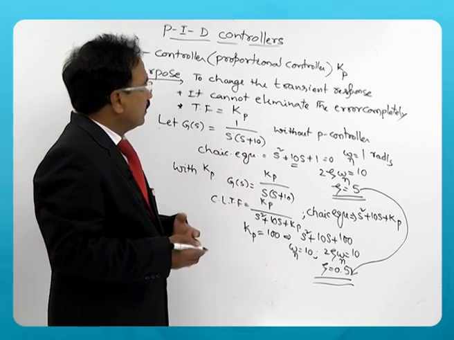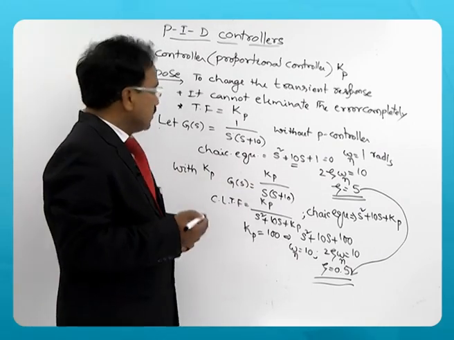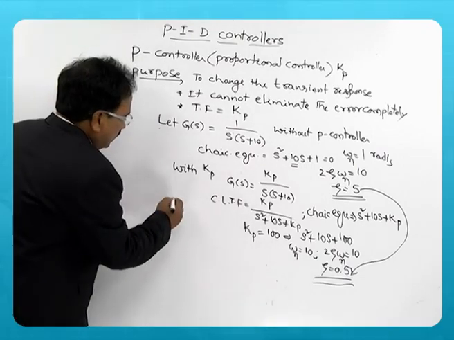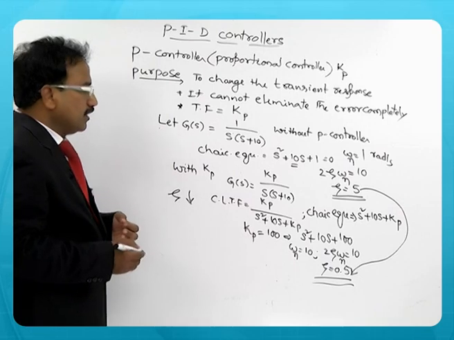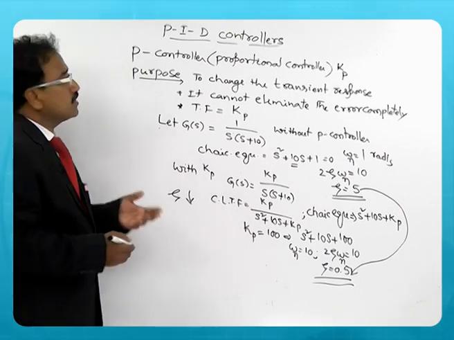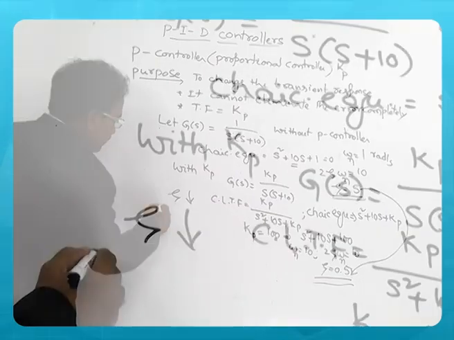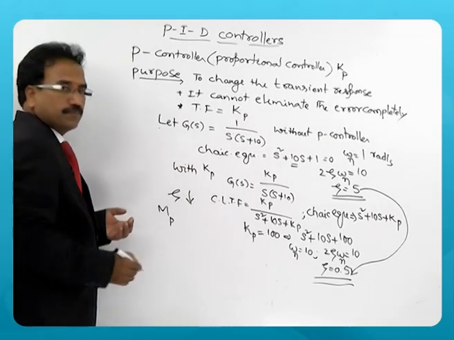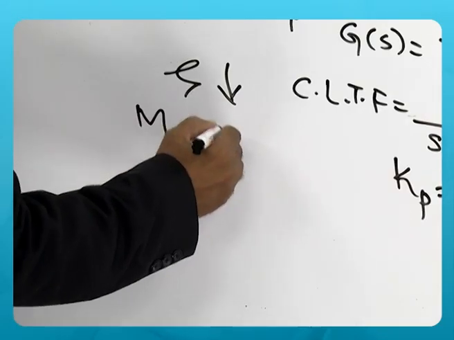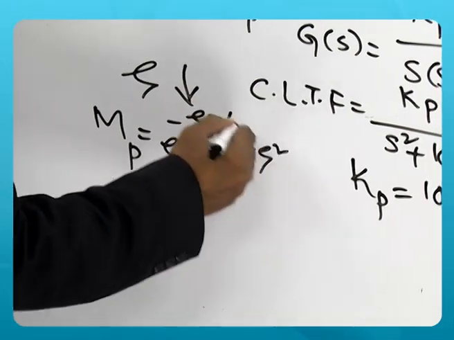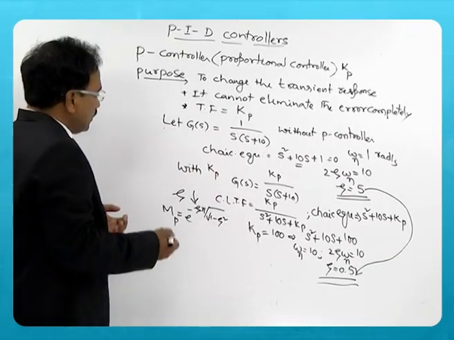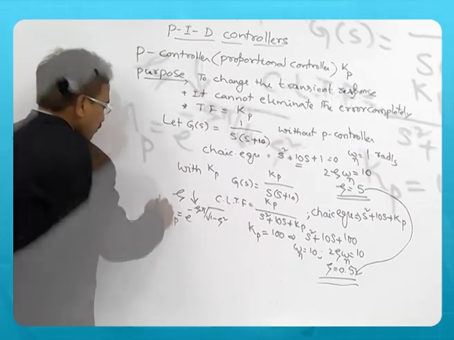With Kp, when zeta, the damping coefficient, is reduced, the peak overshoot of the system, Mp, is given by e power minus zeta pi under root of 1 minus zeta square. So as zeta decreases, the peak overshoot increases.